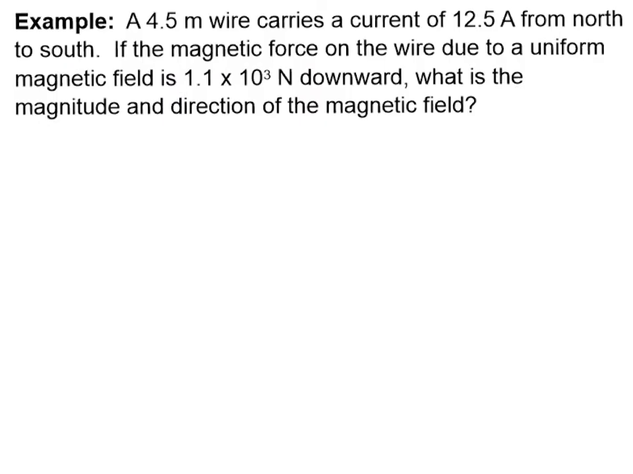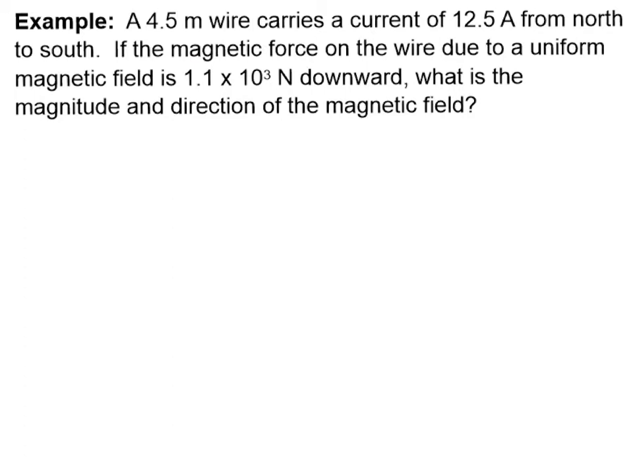Let's do a problem together. Let's say we have a 4.5 meter wire carrying a current of 12.5 amps from north to south. The magnetic force on the wire due to a uniform magnetic field is this many newtons downward. What is the magnitude and direction of the magnetic field?